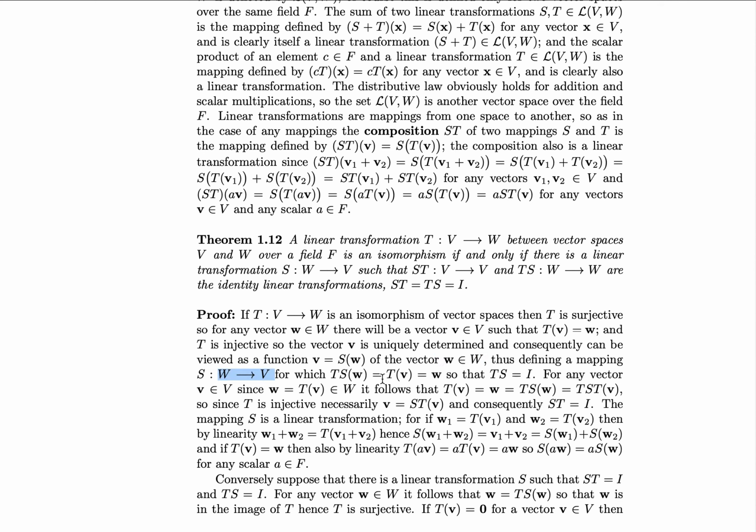And thus we define a mapping S from W to V for which T S of W is equal to T of V, because S of W we define to be V, and T of V is equal to W. So TS is equal to the identity map.